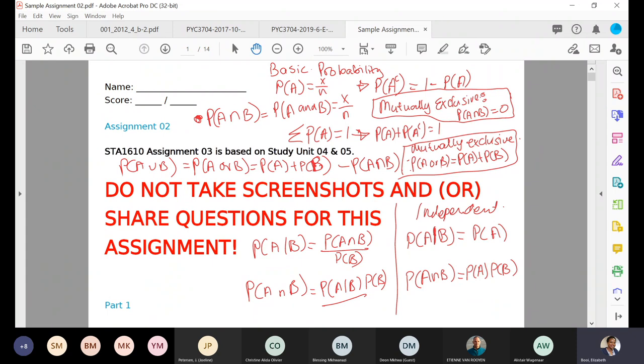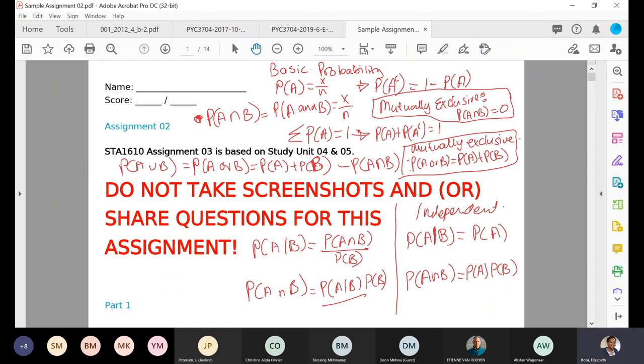If they tell you that events A and B are mutually exclusive, we know that the probability will be equal to zero. Therefore, it means you cannot calculate it. You just say it is equal to zero. However, if they also tell you that events A and B are independent, you cannot use this. You will have to use the joint probability. You use the independent formula, which is your multiplication rule.